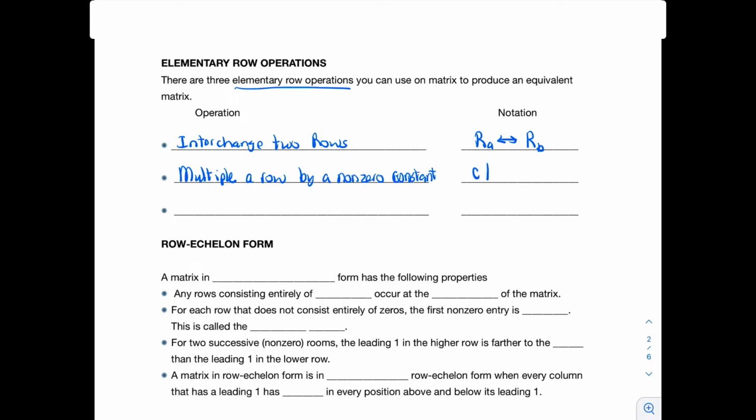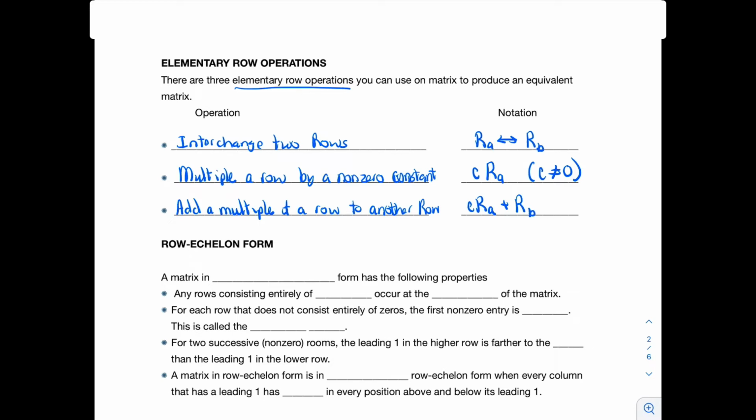I'll abbreviate the constant as C, so I can take a constant times row A. And our last elementary row operation is that we can add a multiple of a row to another row. For example, constant times row A plus row B would be our notation for that.